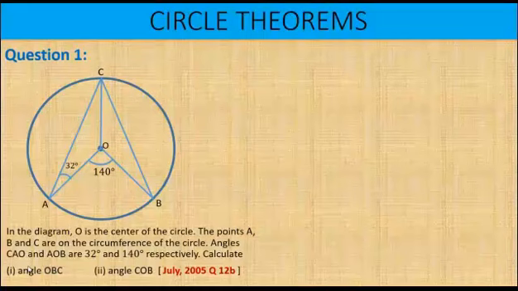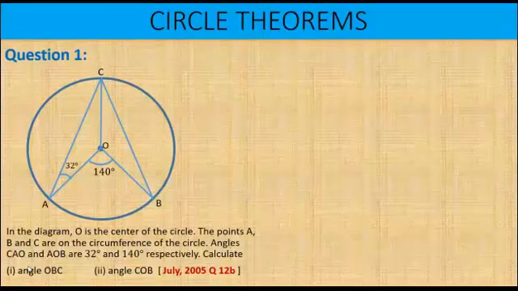In the diagram, O is the center of the circle. The points A, B, and C are on the circumference of the circle. Angles CAO and AOB are 32 degrees and 140 degrees respectively. Calculate (I) angle OBC, (II) angle COB.